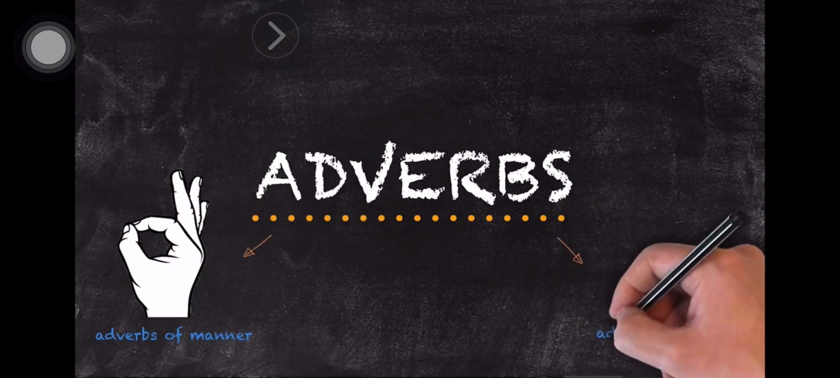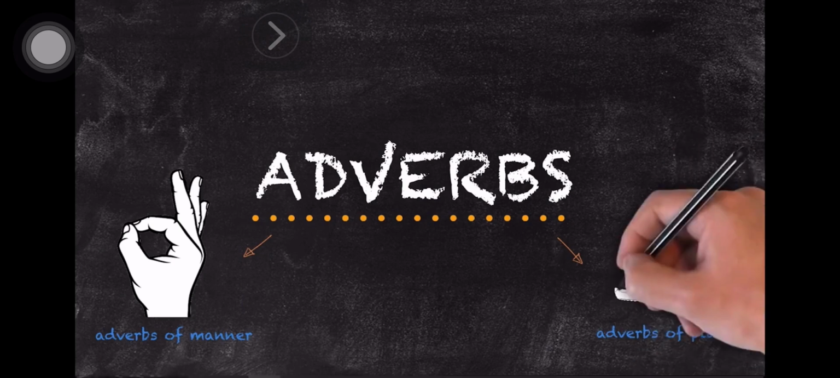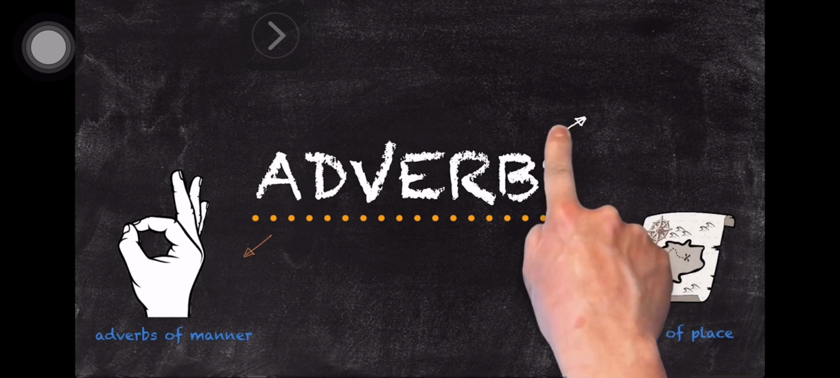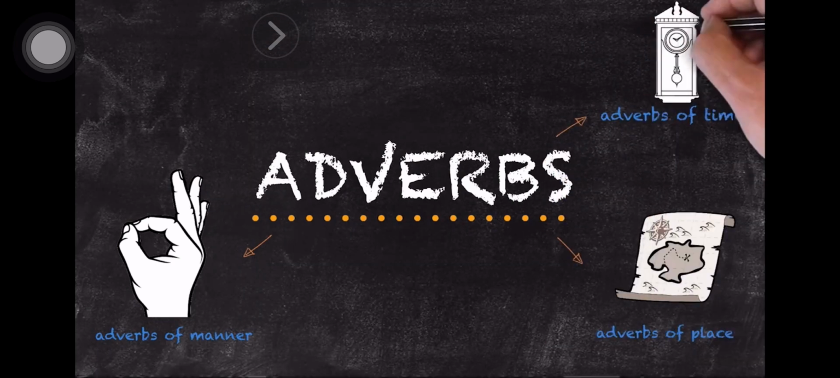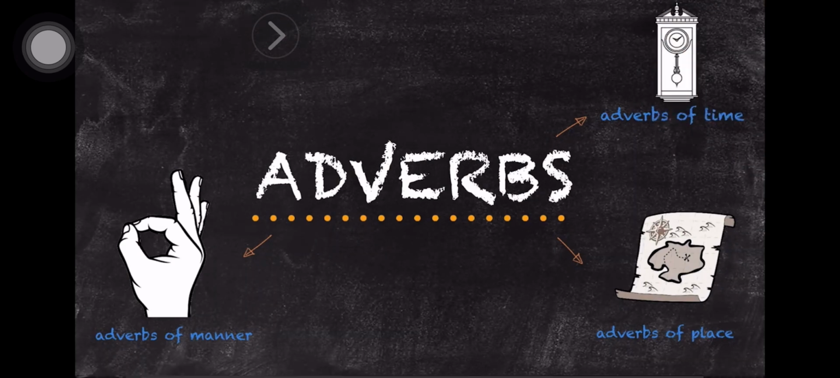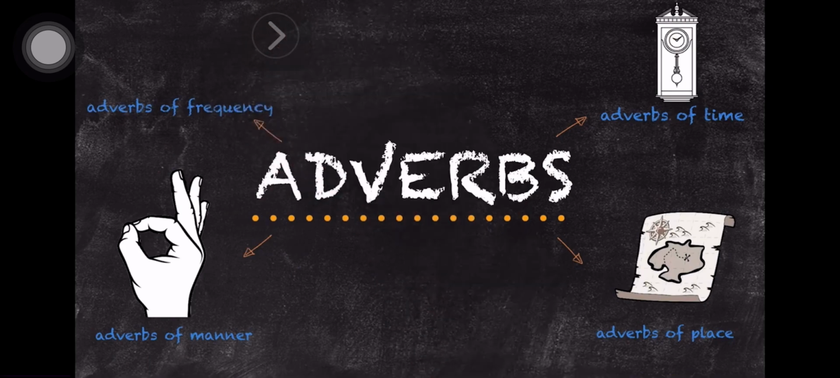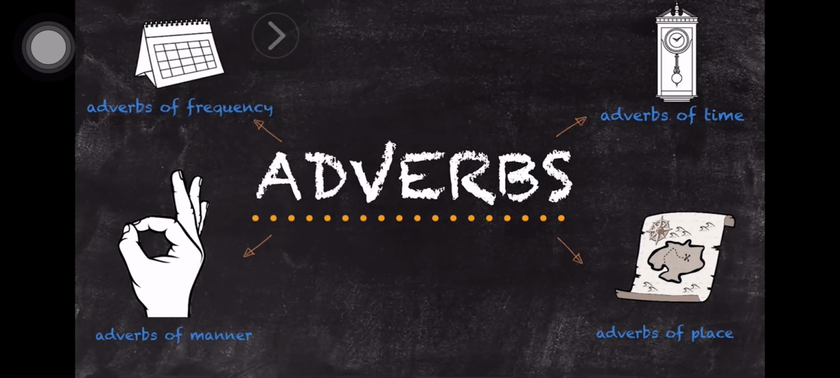We have adverbs of place, describing where the action happened. Two examples are here or there. We also have adverbs of time, describing when the action happened. Two examples being now or recently. Finally, we have our adverbs of frequency, telling us how often the action happens. Two examples being often or never.